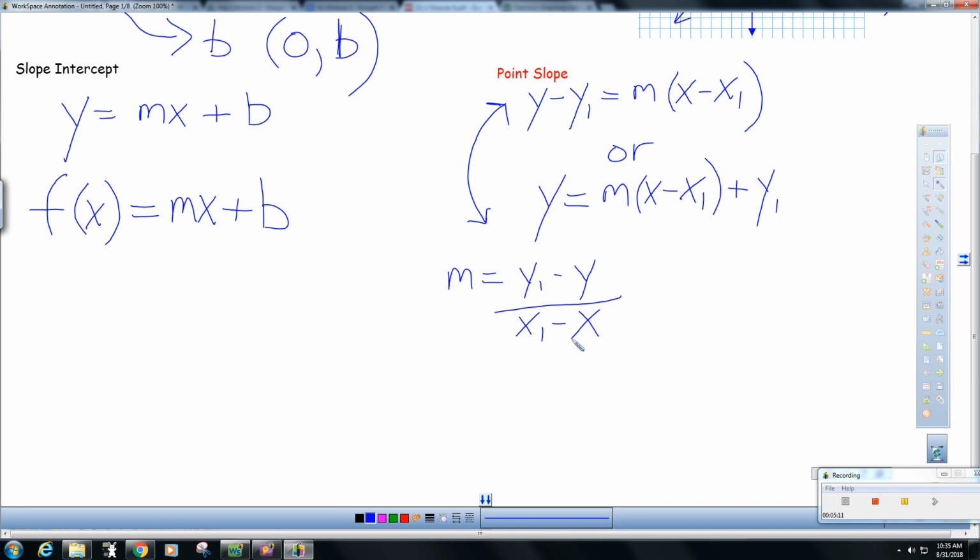So, what would happen if I multiplied both sides by x1 minus x? Now you might be asking, what the heck are you doing that for? Just do it. Just trust me. If I multiply both sides, well, what happens when you multiply a fraction, the numerator by the denominator, those cancel each other. So you're left with y1 minus y is equal to m times x1 minus x.